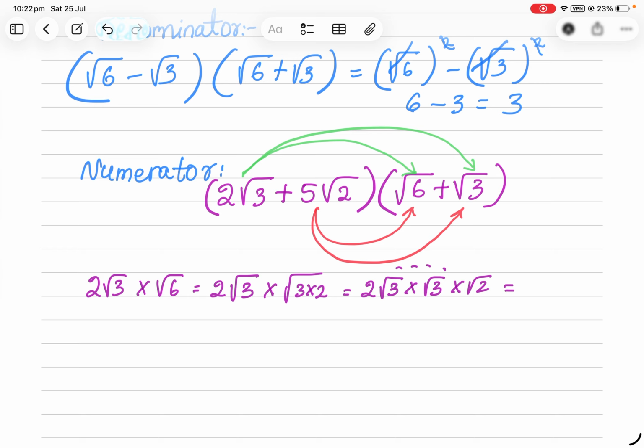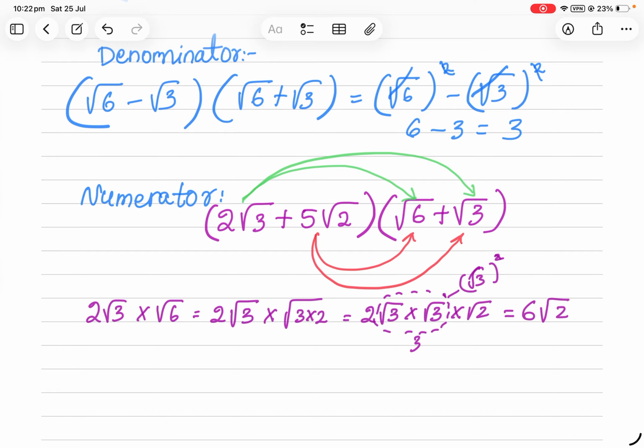Now, these square root of 3's would end up becoming 3, because again, I'm making use of that square root of 3 squared. Yeah, square root of 3 squared cancels, only 3 remains. So the final answer here would be just 3. So 3 times 2 is 6 square root of 2. That's what happened when I multiplied the first green arch.